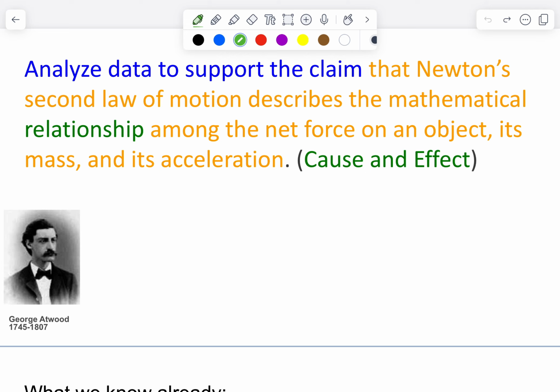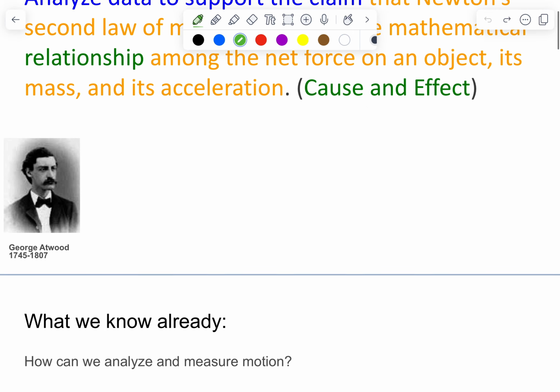All right, welcome everybody. Today we are going to take a look at an Atwood's machine. What we're going to do is use this to reach one of the big goals for this unit, which is to analyze data to support the claim that Newton's second law of motion describes the mathematical relationship among the net force on an object, its mass, and acceleration. So this is the cause and effect.